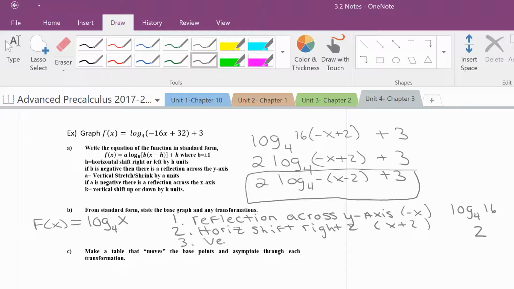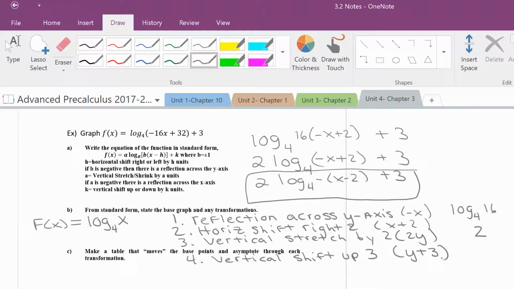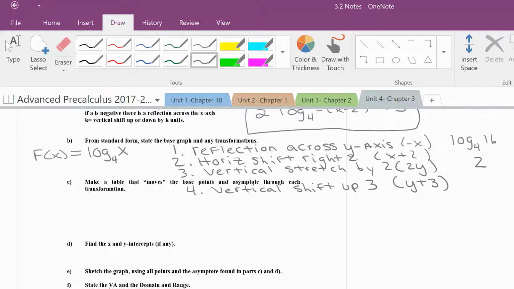Then there's a vertical stretch by 2, so it's 2y. And then the last thing is there's a vertical shift up 3. So there are the 4 transformations. There's actually 5 total. Notice we didn't have, A wasn't negative, so there wasn't a reflection across the x-axis. So now we'll make our table.